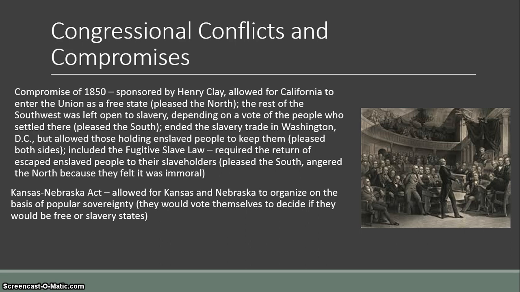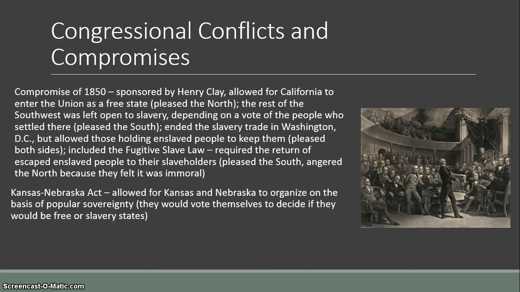Now, the Kansas-Nebraska Act kind of piggybacks on the Compromise of 1850. It allowed Kansas and Nebraska to organize based on popular sovereignty. But here's the thing. There's a lot of crooks and thieves over in Kansas. So what happened is Kansas is right next to Missouri, and Missouri was a slaveholding state. So on the day they voted, a whole bunch of people from Missouri went right across the state lines, voted, and went right back home. So in the first election, Kansas became a slave state because of cheating.